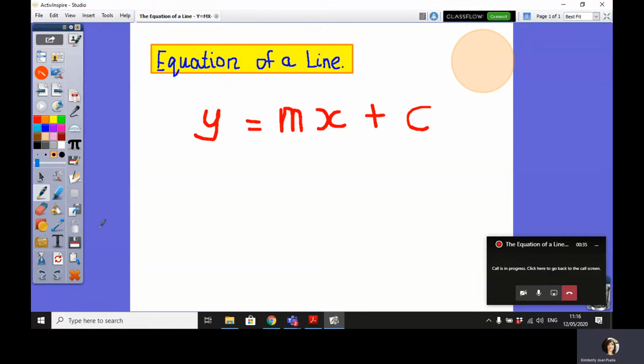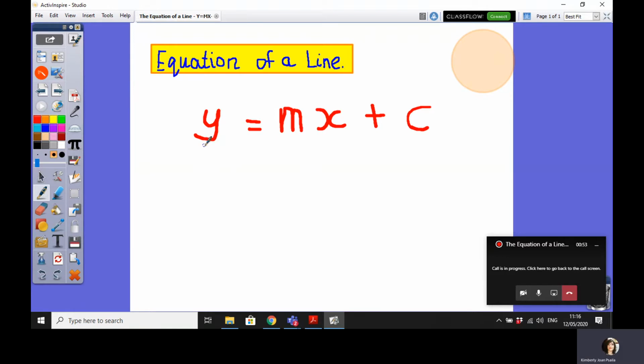Morning, everyone. So in this video, I'm going to introduce you to the equation of a line. The famous equation of a straight line is y equals mx plus c.